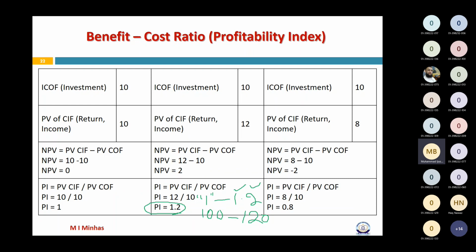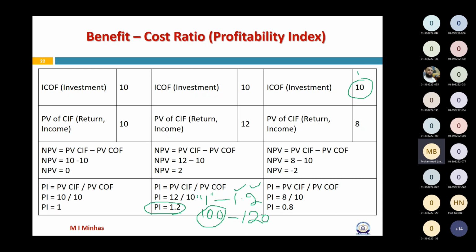So this is what PI is indicating. PI tells you your return per invested dollar. This is the point that I wanted you to understand. PI tells you your return per invested dollar. Is it clear? Yes, sir. Now this is the third scenario. I'll come back to this point in a while. This is your third scenario.